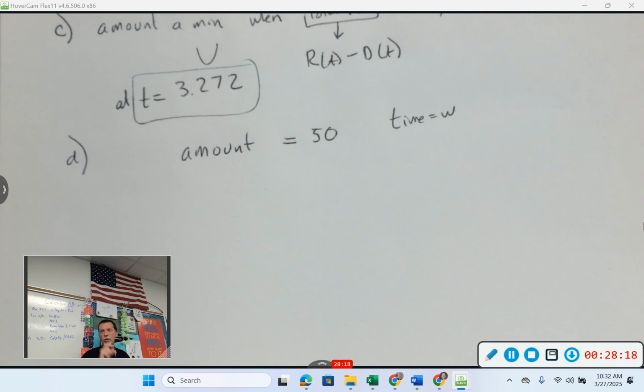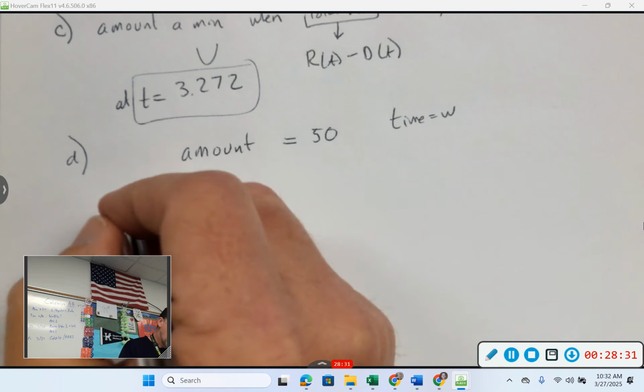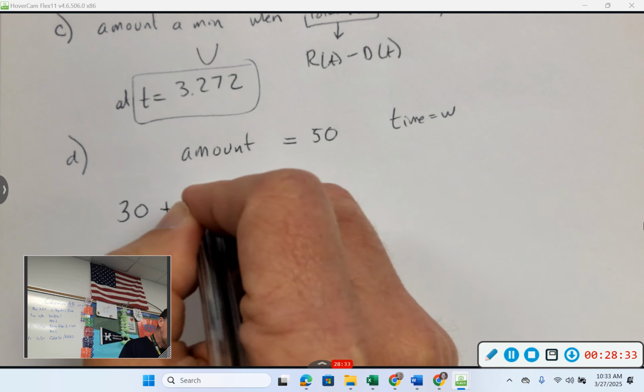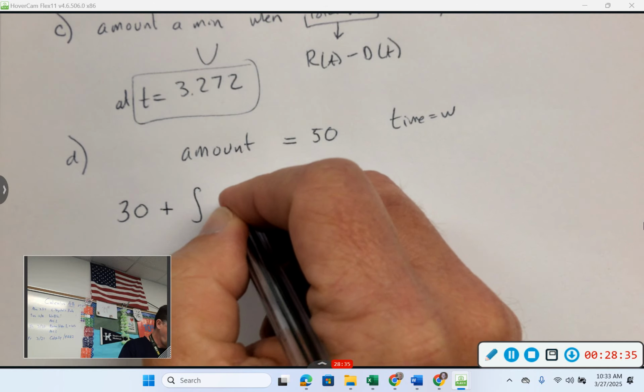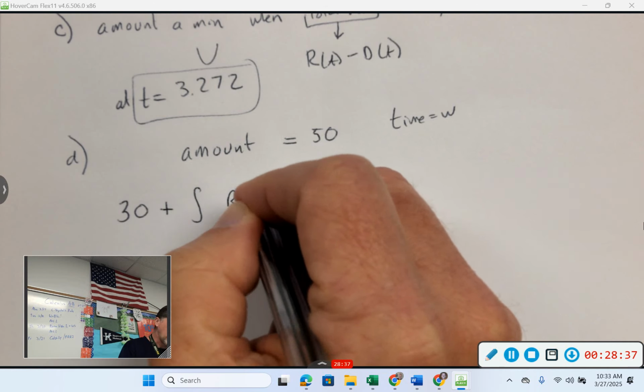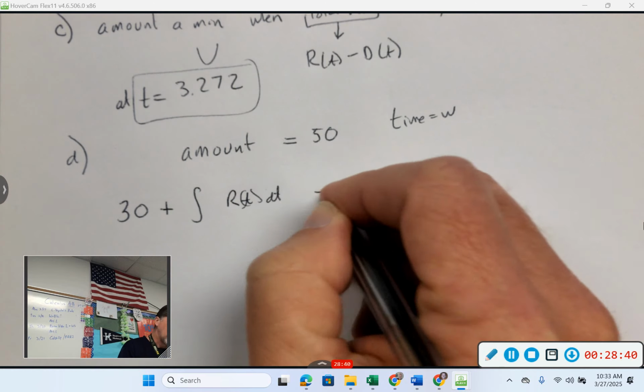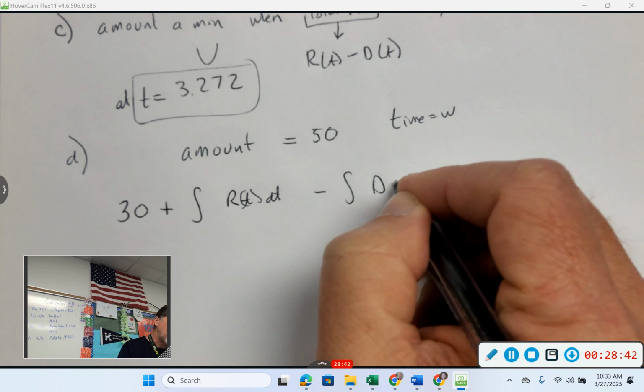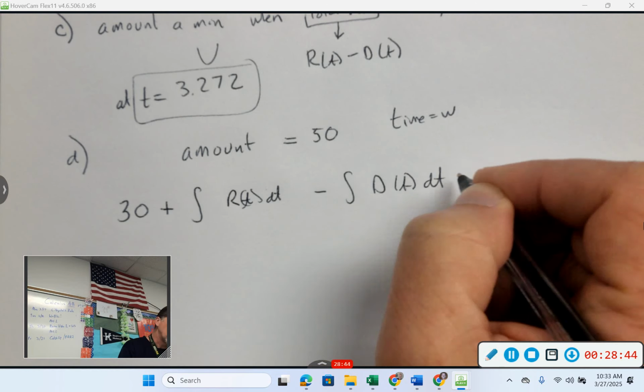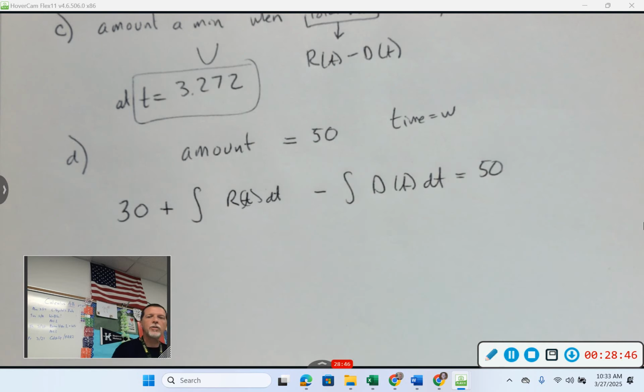Okay, so we started with some, we added some, and we subtracted some. So back to the beginning of the problem, how much did we start with? All the way back, 30. We're going to add some. That was the R equation, how much is flowing in. We're going to subtract some. That's the D equation for how much is flowing out. And we want to know when that equals 50.